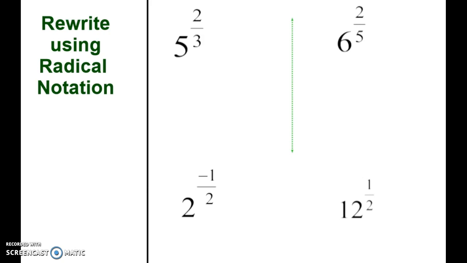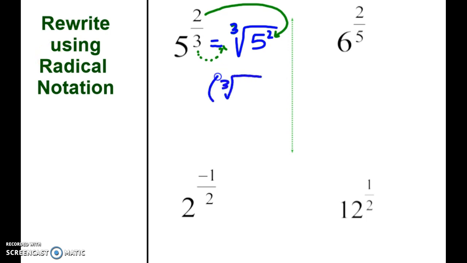So if I gave you 5 to the 2/3 power and I asked you to rewrite it using radical notation, the first thing I know is that 5 is underneath the radical. The bottom number 3 is the one that goes here, and the top number 2 is the one that goes here. So this is the cube root of 5 to the 2nd power. And this can also be written as the cube root of 5, all to the 2nd power. Doesn't matter. More often than not, you will see us write it this way.